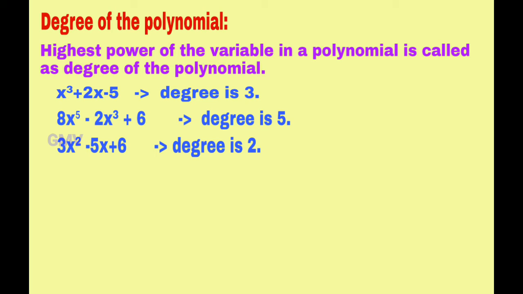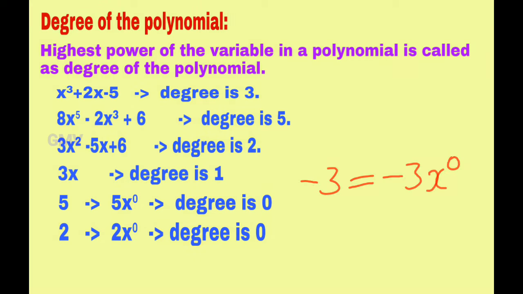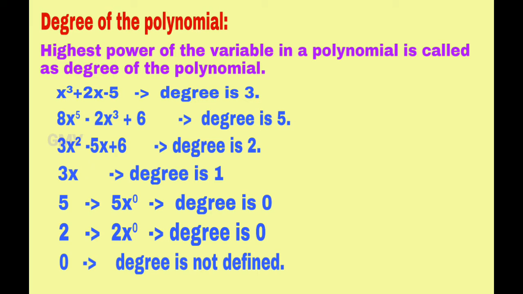Similarly, the degree of 3x square minus 5x plus 6 is 2. The degree of 3x is 1. If you take the constant polynomials like 2, minus 3, 6, the degree of these polynomials is 0, because 2 can be written as 2x to the power of 0, minus 3 can be written as minus 3x to the power of 0, like this. Here the highest power is 0. Hence, the degree of these constant polynomials is 0. The degree of 0 is not defined. That is, the degree of the zero polynomial is not defined.